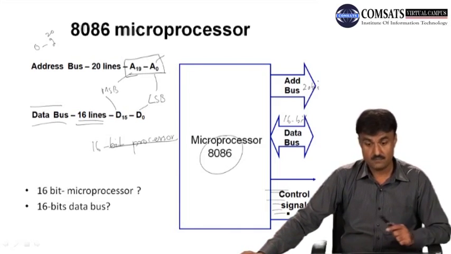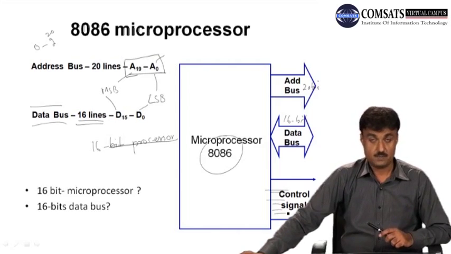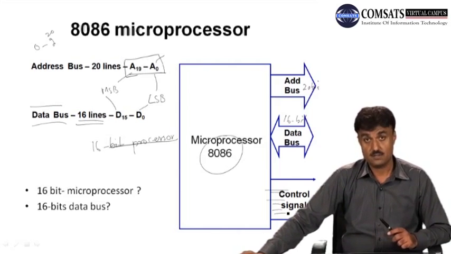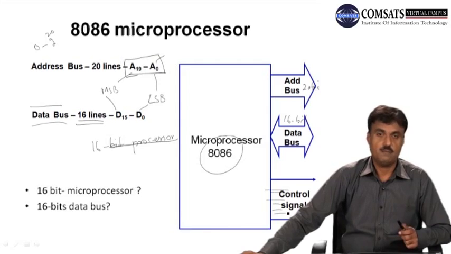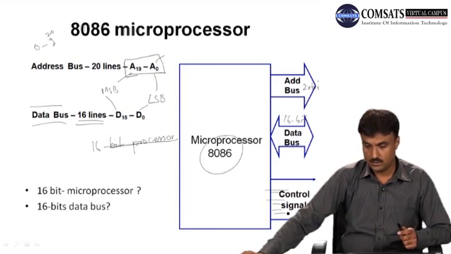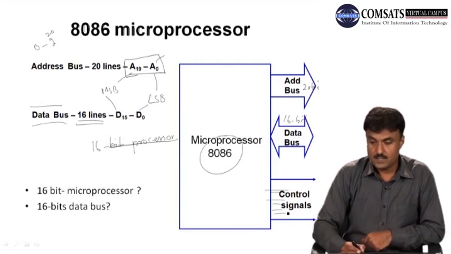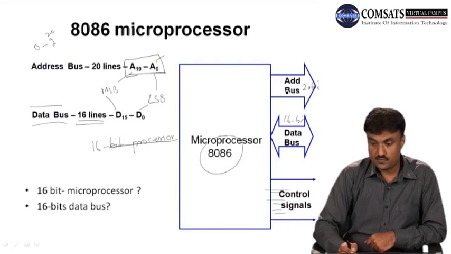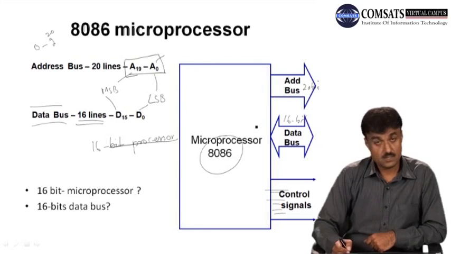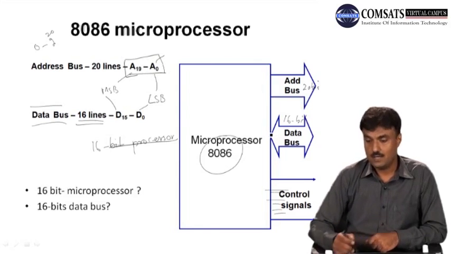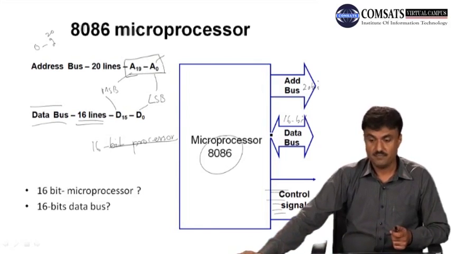Even the size of this data and address bus differ in the newer architectures, like the Pentium 2, 3, 4 and all these Xeon processors and so on. But here you can see the 8086 has 20 lines for the address bus and 16 lines for the data bus, and there are some control lines.